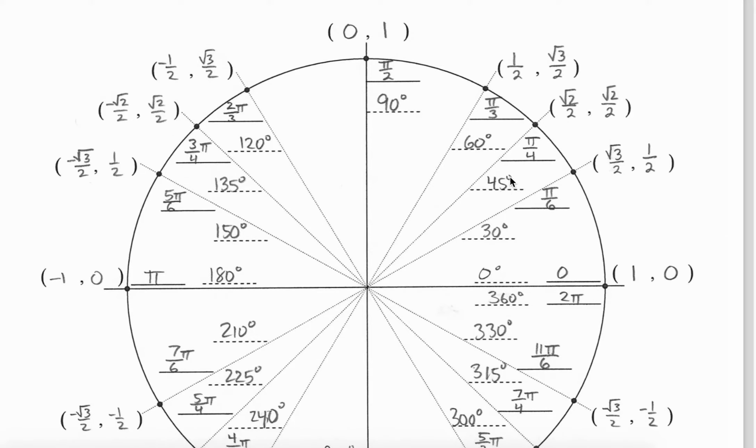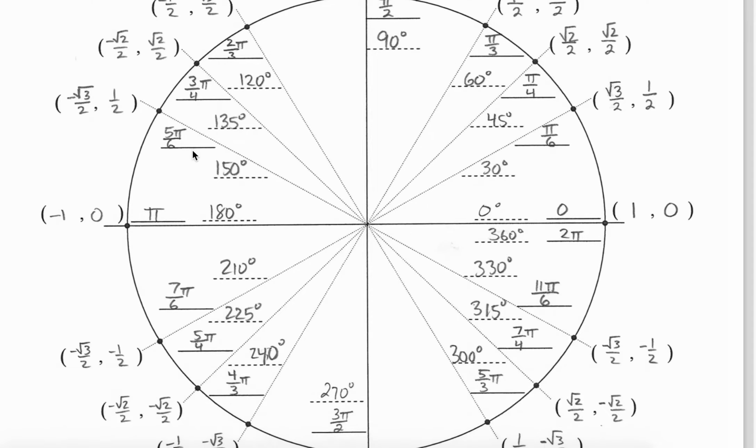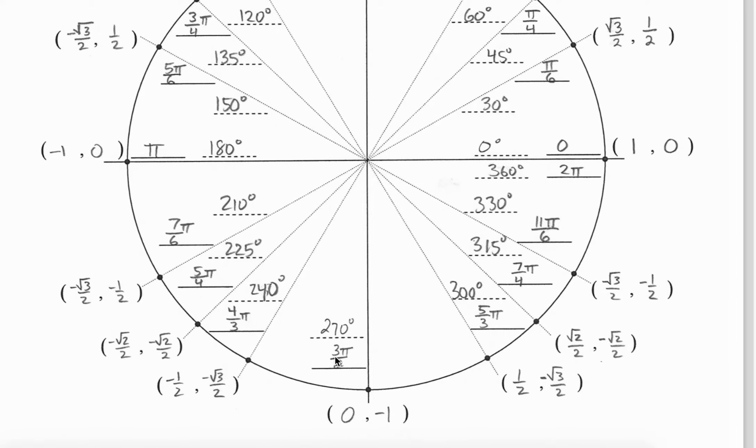Counting by intervals of 1/4. We got 1/4 here, 2/4, that's 1/2. 3/4, 4/4 is a whole, 5/4, 6/4 is 3/2, 7/4, and then 8/4 reduces to 2 pi.